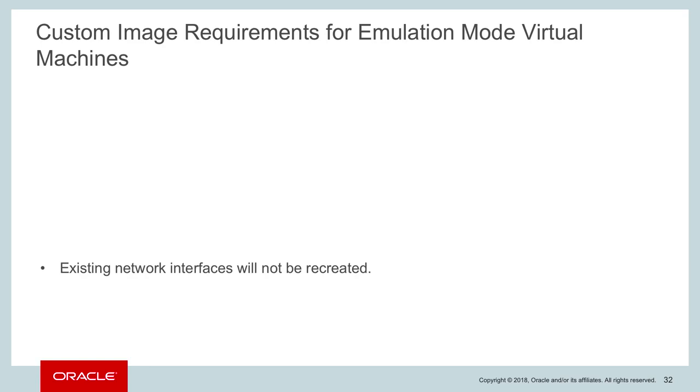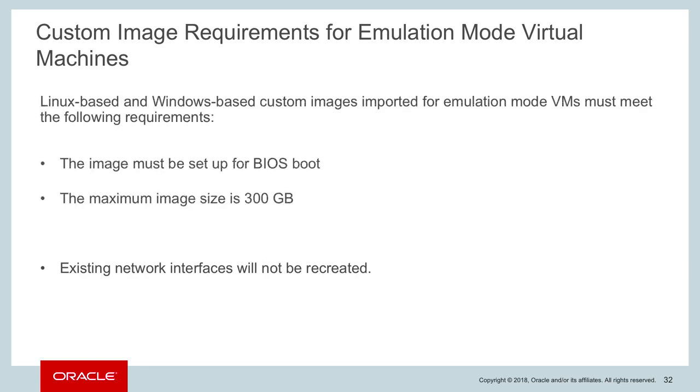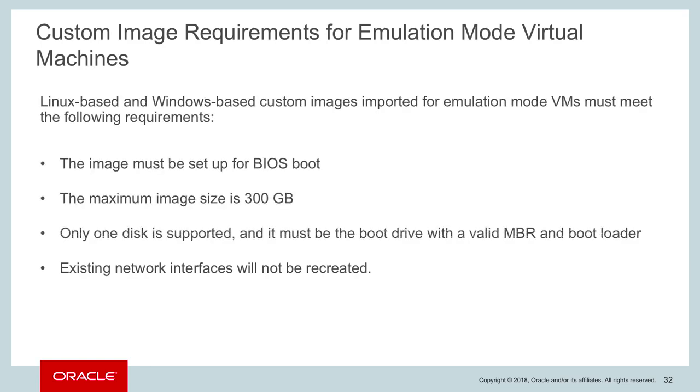You also have to keep in mind that you must meet a few requirements in order to bring your own image. First, make sure the image is set up for BIOS boot. Second, the image must be under 300 gigabytes. Make sure that your VMDK or QCOW2 is a single file, as multiple files are not supported when doing the custom image.